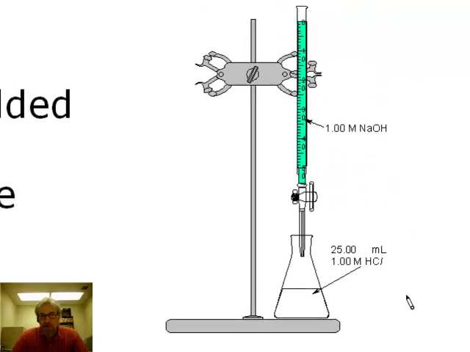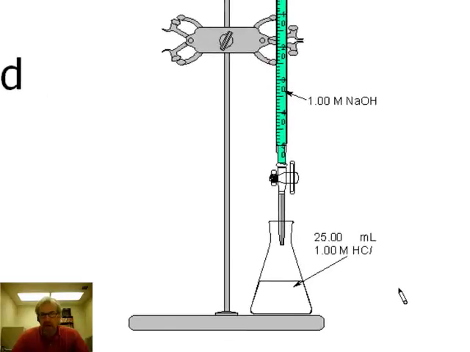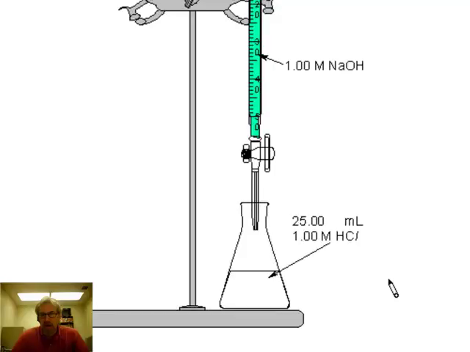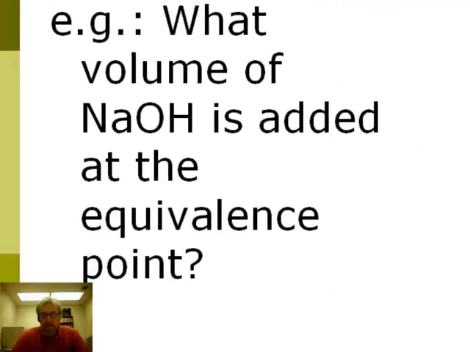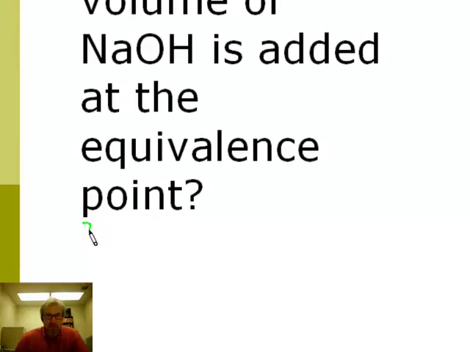Let's take a particular titration, and we'll generate some values of pH at several different spots during the titration. So here's the setup. We have 1 molar NaOH in the burette. In the flask we have 25 milliliters of a 1 molar HCl solution. And the first question we're being asked here is, what volume of NaOH would be added at the equivalence point? Well, here's what we have to neutralize. We have to neutralize 25.00 milliliters of a solution that has 1.00 moles of HCl per liter, or per 1,000 milliliters.